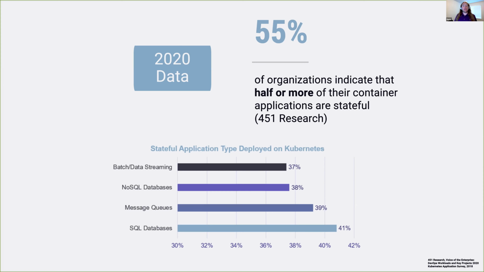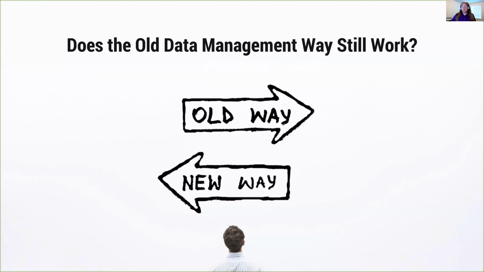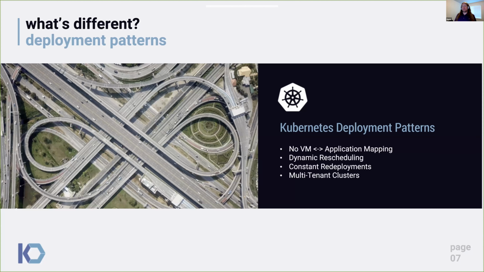So given that, we kind of have to ask, does the old way of managing data still work? Can we still use our VM-centric or our service-centric ways of backing things up? It's our firm belief that the old way doesn't work anymore. Enough of the infrastructure has changed with Kubernetes that it no longer makes sense to think about backups this way. So the first thing I'd like to talk about that has changed is how you deploy an application. Applications are no longer deployed to a single virtual machine. They might be spread across all the nodes in your Kubernetes cluster.